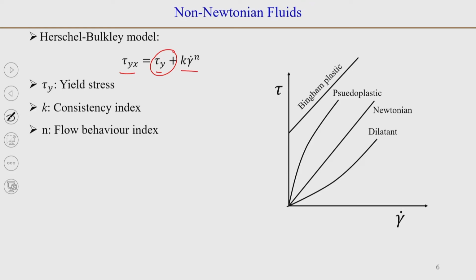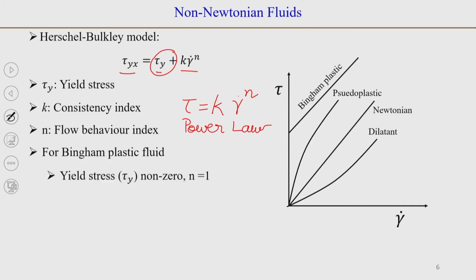Now, if the fluid does not show yield stress behavior, then we can simply write the relationship as k gamma dot raised to the power n, and it is called the power law. For Bingham plastic fluid, the yield stress is non-zero, as we can see here. The intercept is tau y, and n is equal to 1.